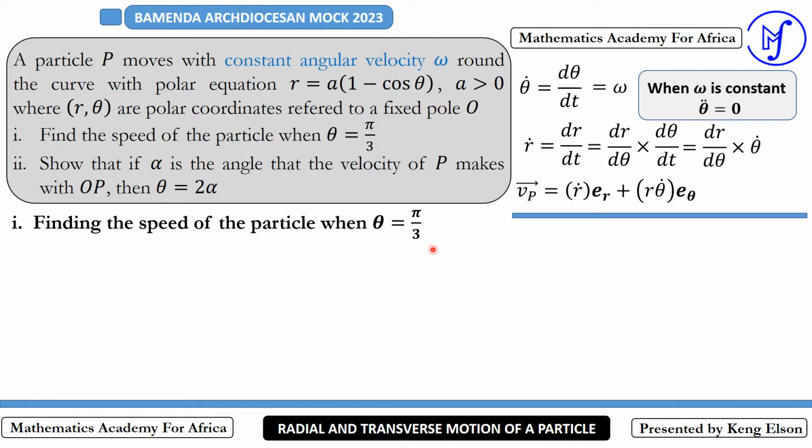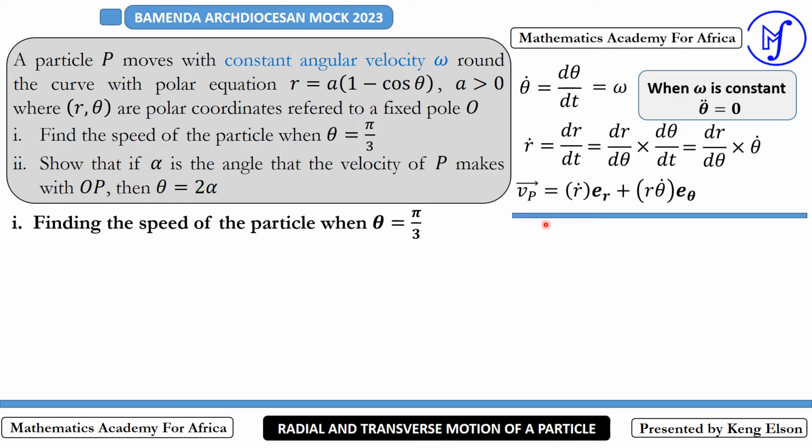Then we take the magnitude so we can get the speed when theta is pi ln 3. Now to get the velocity when theta is theta, we need to get the radial component of the velocity and the transverse component of the velocity. After getting it, we now express that velocity in this form, and then we proceed.